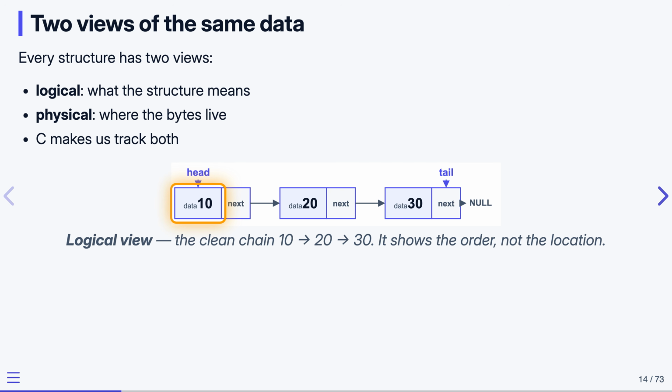Every data structure has two views. The first is the logical view. This is the clean picture. It shows what the structure means. The first node holds 10.